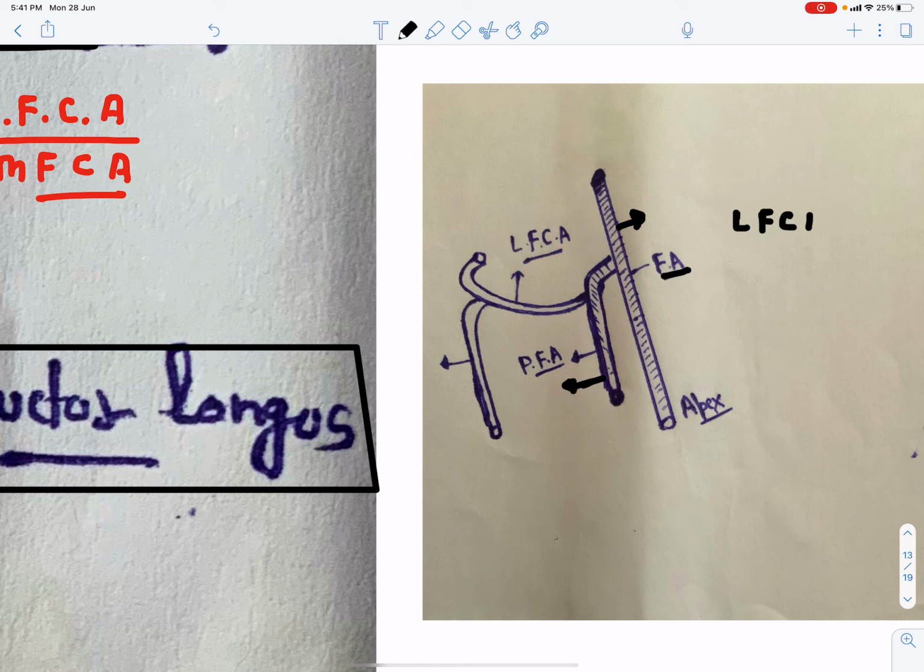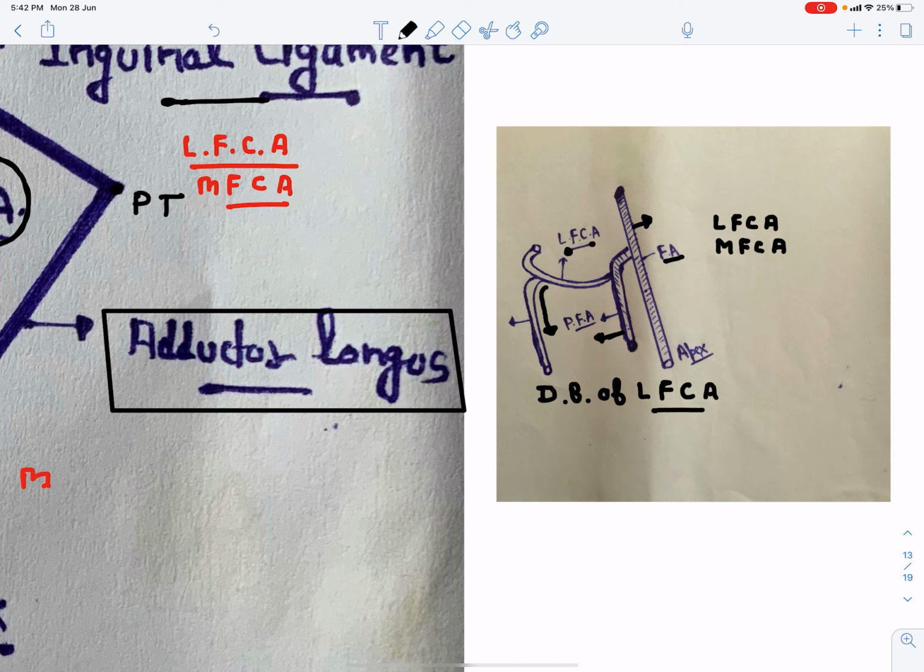Now from the lateral femoral circumflex artery, one branch runs downward. See this side, one branch arises from the lateral femoral circumflex artery which runs downward. What is the name of this branch? This is called the descending branch of which artery? Lateral femoral circumflex artery. So, clear?